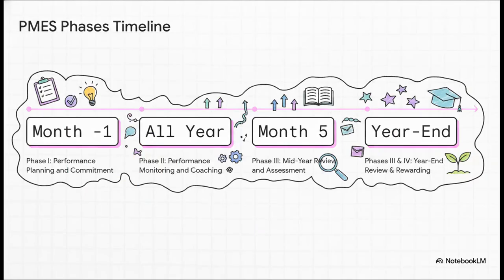Let's put some actual time frames to those phases so you know what to expect. Phase 1 is performance planning and commitment. That kicks off a month before classes even open and extends up to a month after. Phase 2 is performance monitoring and coaching. This one happens continuously throughout the entire school year. Then we have Phase 3, which is broken into 2 parts. The mid-year review happens about 5 months after opening, and the year-end review hits right after the last day of classes. And finally, Phase 4, rewarding and development planning, wraps the whole shebang up right before the succeeding school year begins.